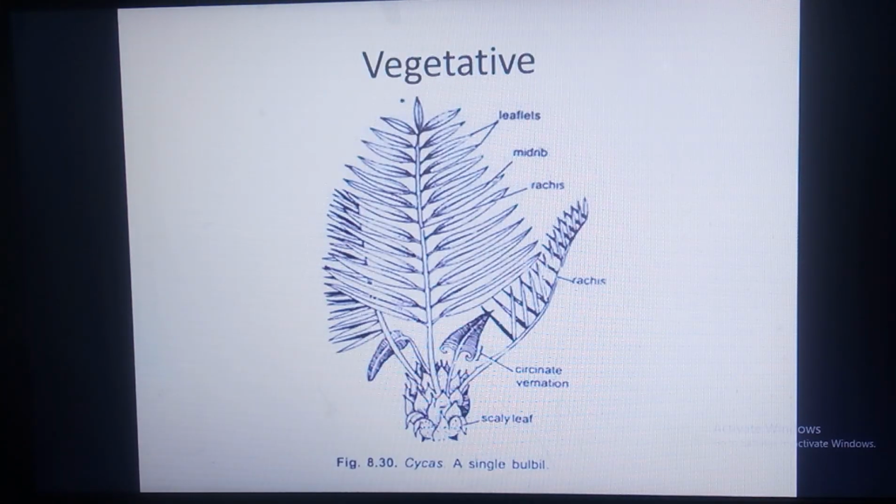In vegetative reproduction, it takes place by means of these adventitious buds, or what are known as the bulbils. These are the adventitious buds or the bulbils by which they reproduce vegetatively. Now these adventitious buds or the bulbils are produced all over the stem of the Cycas plant, usually in the lower basal part of the stem.